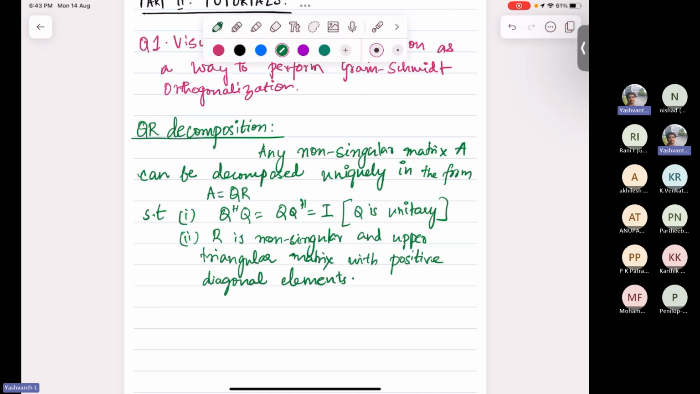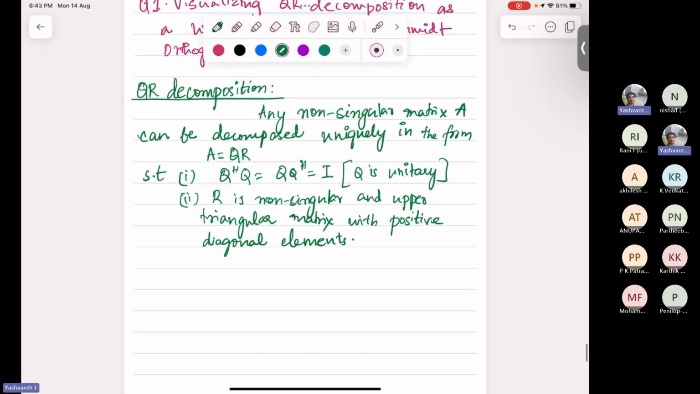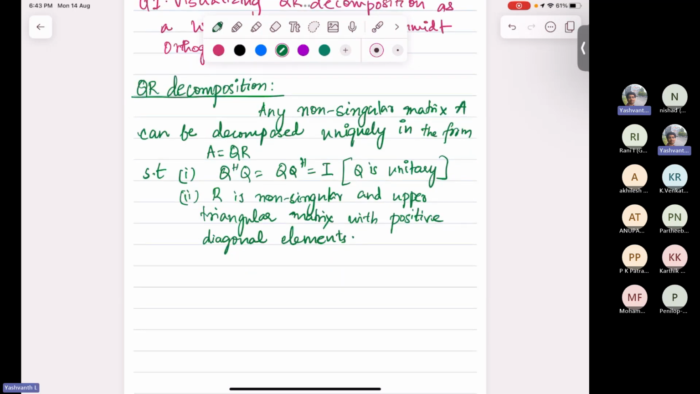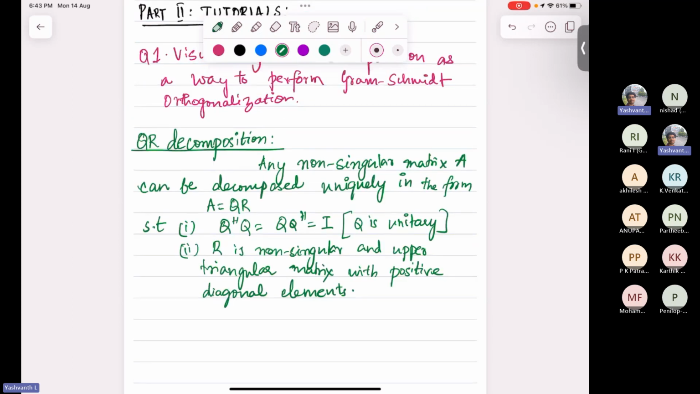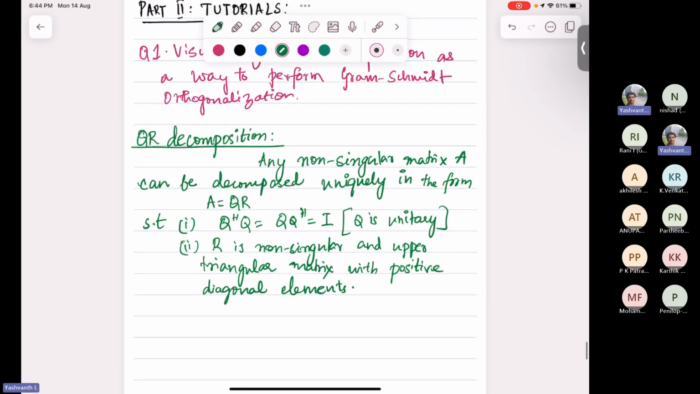So what this says is any non-singular matrix can be decomposed as a product of two matrices Q and R, where Q should be a unitary matrix and R should be a non-singular upper triangular matrix with all positive diagonal elements. You can always find this decomposition for any non-singular matrix. I will write some applications of the QR decomposition, but before that, I want to first write down the Gram-Schmidt orthogonalization for an example, and then I will tell how to write the QR decomposition directly using the results from Gram-Schmidt.